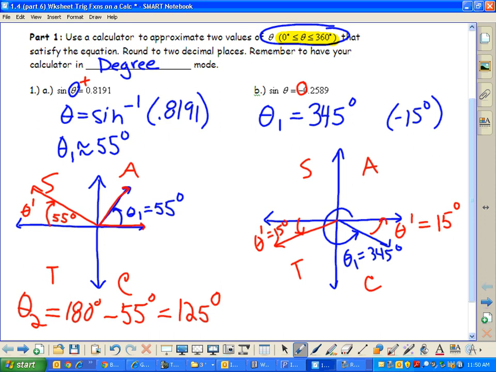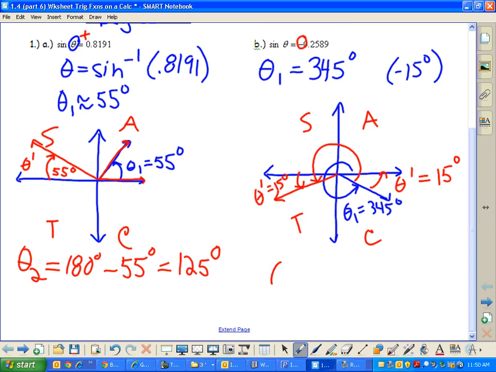And now I need to figure out the value of theta 2, which is the measure ultimately of that angle. So basically it's 180 and 15 more. We had to go 15 more degrees to get to that angle. You got it? 195 degrees. So what we're saying is that if I did the sine of 345 and the sine of 195, I'd get the same answer, and it would be negative 0.2589.